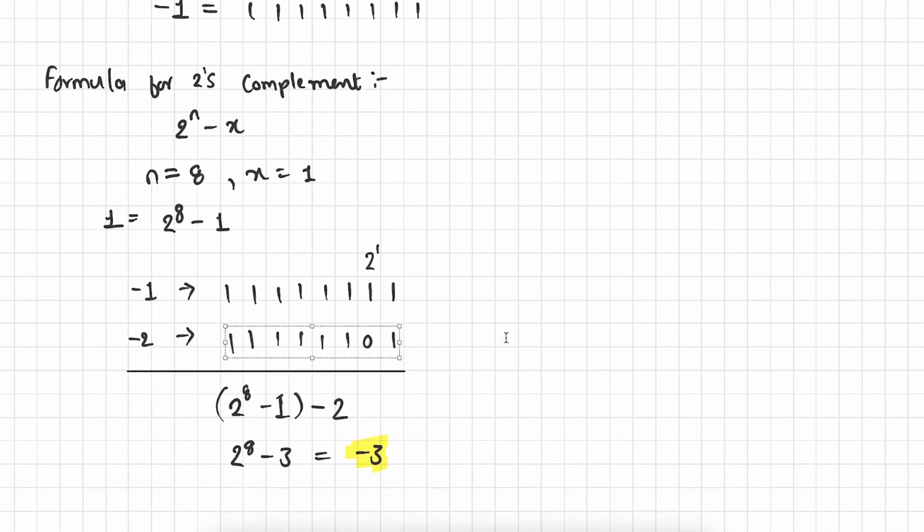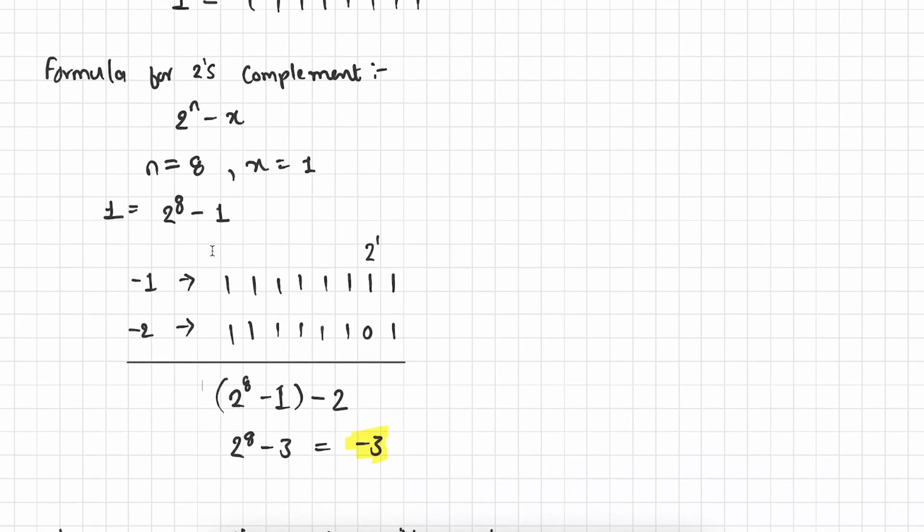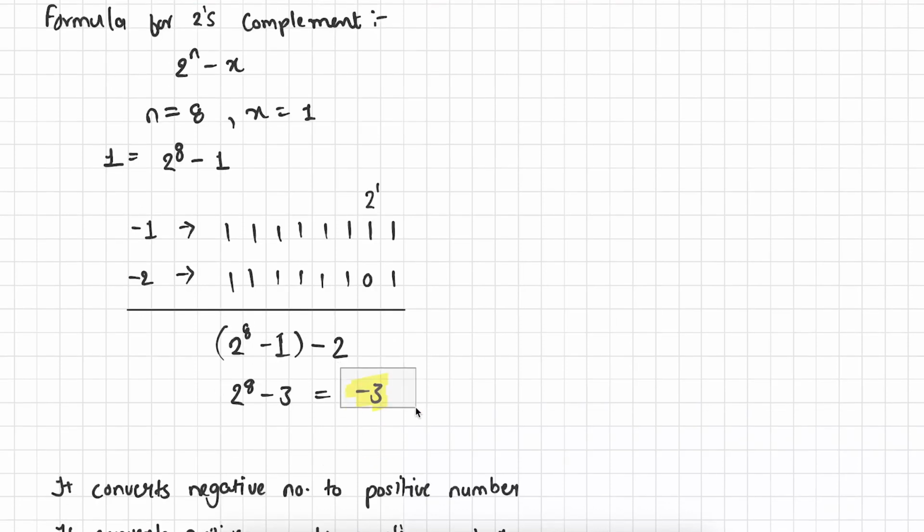And how is it possible? Because we say that if all the bits are 1, it is represented as 2 to the power 8 minus 1, right? And if we want to represent 2, we simply unset the bit of 2. So it becomes -1 -2. That's why we get our output as -3, correct?